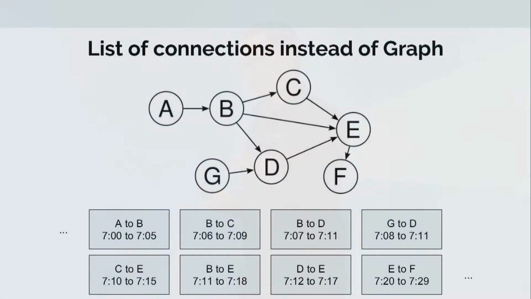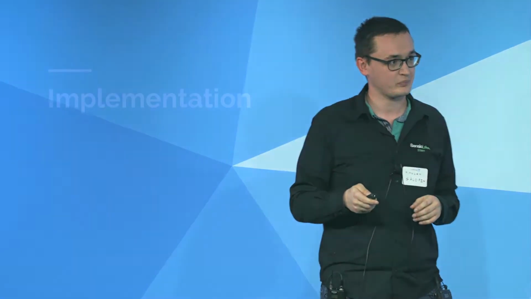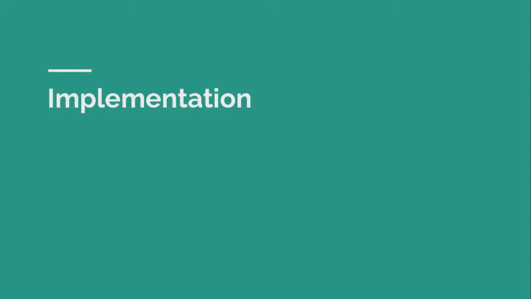And then you would list all these connections into a single array instead of having a graph. This is really useful because then you have a really simple data structure that you can loop on. And using this data structure, you can have a linear complexity. That's what we're going to see today. So instead of storing the graph, you store connections. OK, so for the implementation.